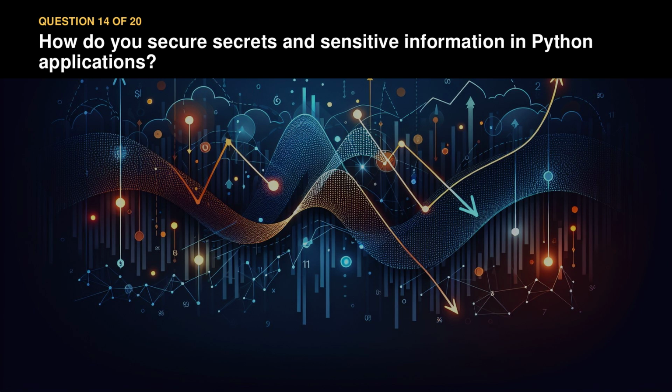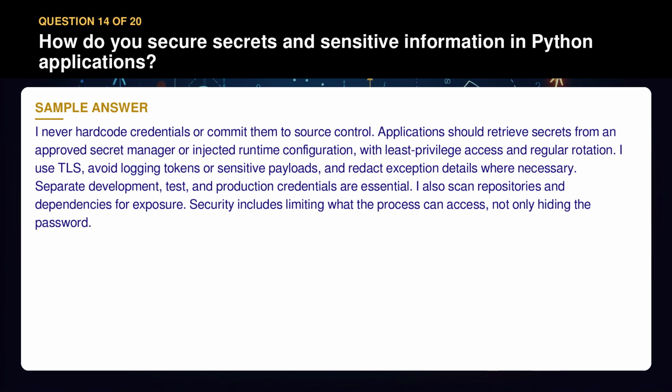Question 14. How do you secure secrets and sensitive information in Python applications? I never hard-code credentials or commit them to source control. Applications should retrieve secrets from an approved secret manager or injected runtime configuration, with least privilege access and regular rotation. I use TLS, avoid logging tokens or sensitive payloads, and redact exception details where necessary. Separate development, test, and production credentials are essential.